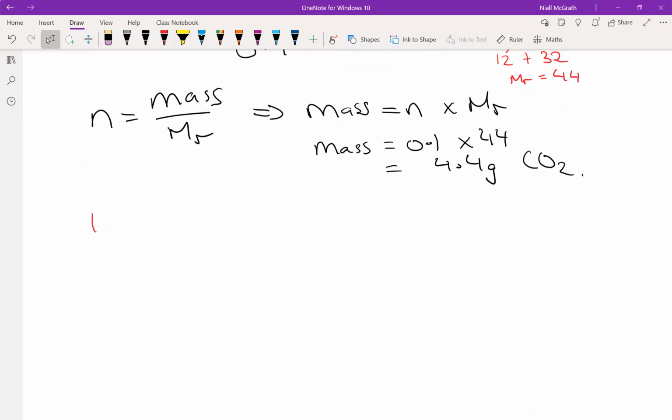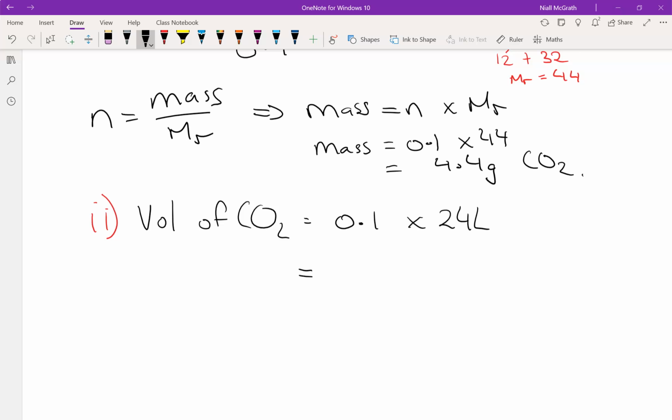So part 2 here, your volume of CO2 is going to be your 0.1 moles multiplied by 24 litres, and that gives you an answer of 2.4 litres of carbon dioxide. That's what you have. So that's your answer to part 2. So 4.4 grams was your answer to part 1, and 2.4 litres your answer to part 2.